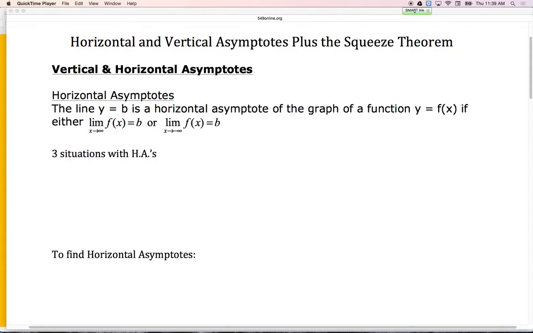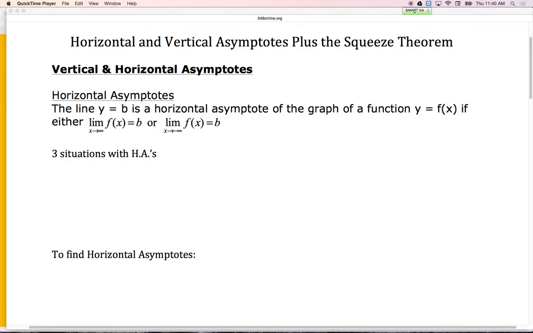And yesterday I think I mentioned, and I'm going to have you write something down here just in a second. So you're going to make a mental note here and physically write it down on your paper or in Notability. Horizontal asymptotes, this is where we didn't get through all this yesterday. Horizontal asymptotes: the line y equals b is a horizontal asymptote of the graph of a function y equals f of x if either the limit as x approaches infinity of f of x equals b or the limit as x approaches negative infinity of f of x equals b.